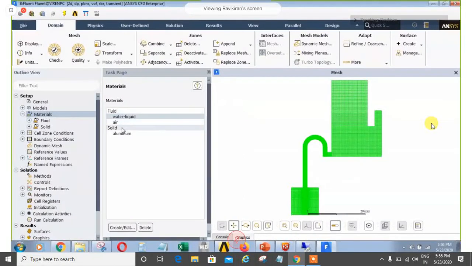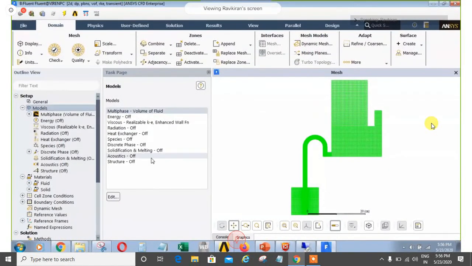So after we have switched on this one, we will be going through the different models. First of all, according to the viscous model, we can select the particular viscous model, whether it may be laminar or turbulent. Then again, we can set the different turbulence model according to our application.